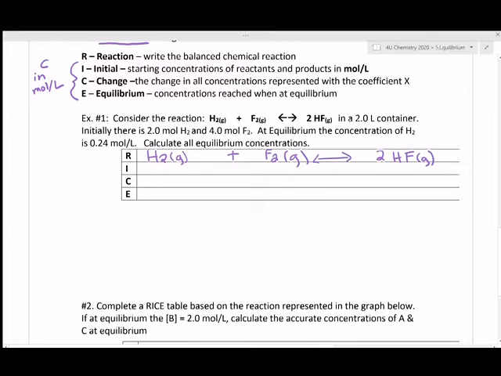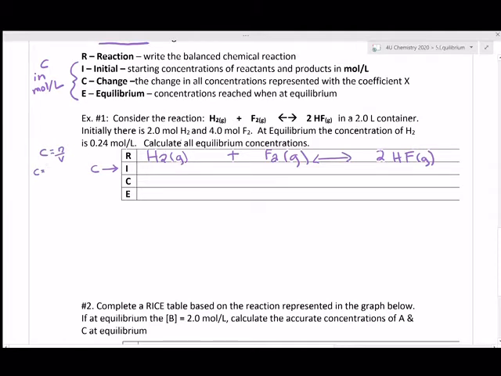And I have just filled this in already to save a little bit of time. So here's our reaction, hydrogen and fluorine gas making hydrogen fluoride. So I've told you the size of the container. It's a 2-liter container, and you have 2 moles of hydrogen and 4 moles of fluorine. So for initial, this absolutely has to be concentration. Okay, so we need to do a little calculation off to the side. If you remember from grade 11, concentration is moles divided by volume.